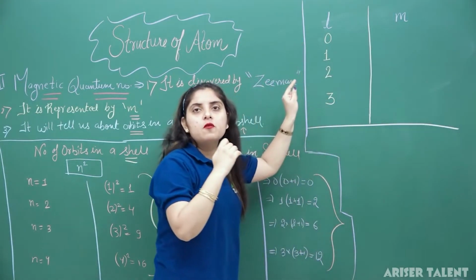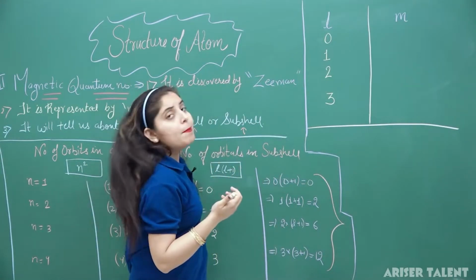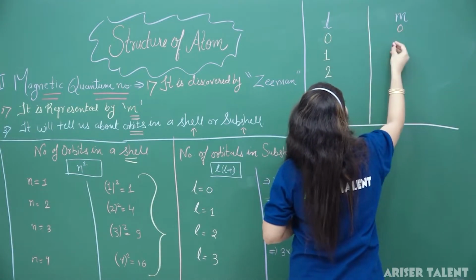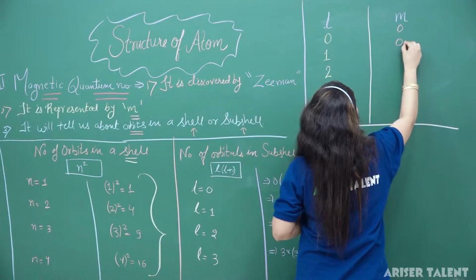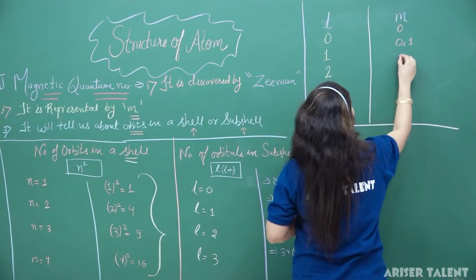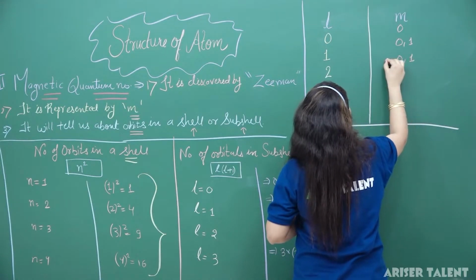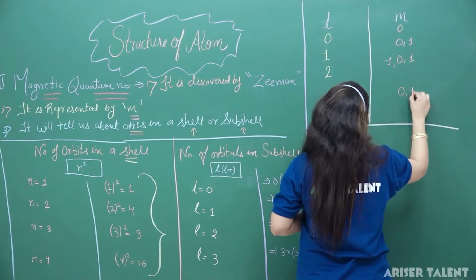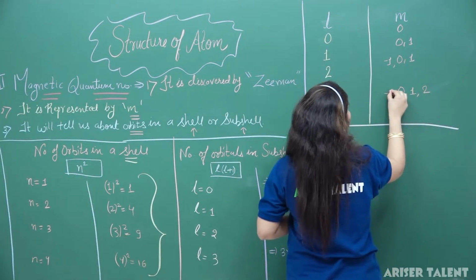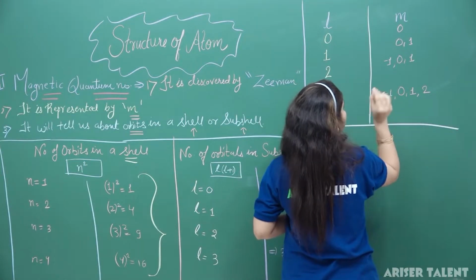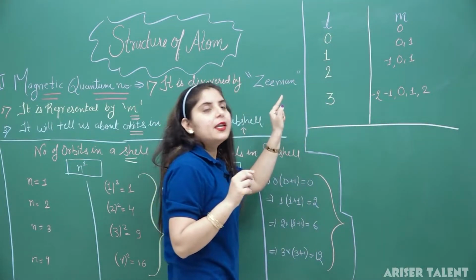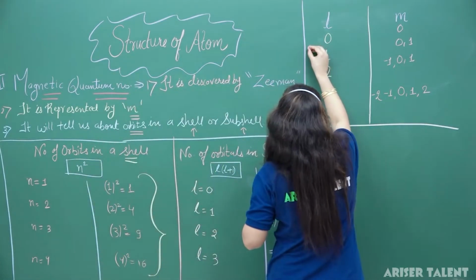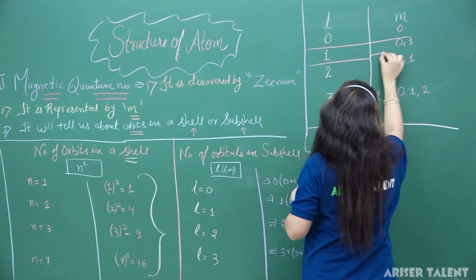Now for different values of l, we have different values for the magnetic quantum number. For 0 it is 0, and for 1 the values are 0, 1 and minus 1. For 2 the values are 0, 1, 2, minus 1 and minus 2. For 3 the values are 0, 1, 2, 3, and in the other direction we will get minus 1, minus 2 and minus 3. So these are the values for the magnetic quantum number. These will be on the positive side as well as on the negative side of a number line. So these are the values of m.